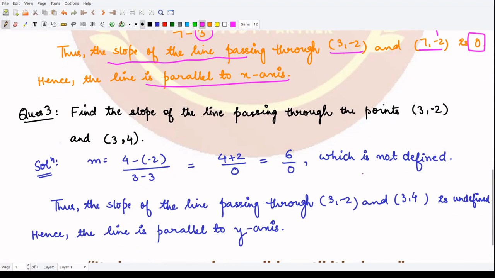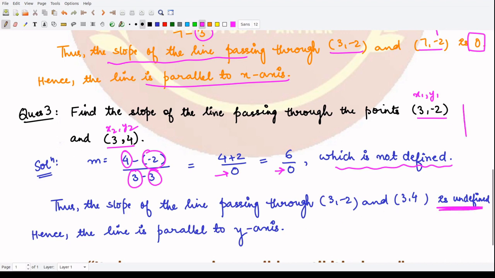Here they are saying we need to find the slope of the line which passes through these 2 points, (3, minus 2) and (3, 4). Let's again say this is x1, y1 and this is x2, y2. So here you see y2, 4, minus y1, minus 2, divided by x2, 3, minus x1, which is also 3. So in the denominator you get 0. Hence the value of the slope is not defined in this particular case. Hence we say the slope is undefined in this case.